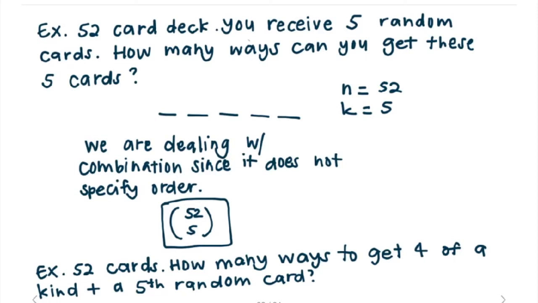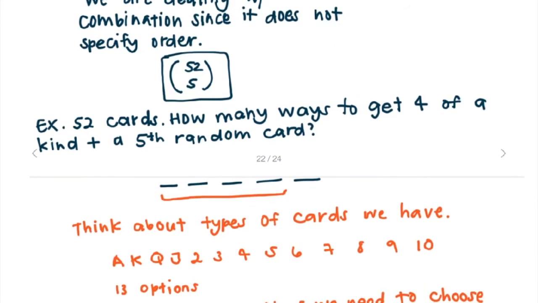Because we're having 5 spots. So we are dealing with a combination since it does not specify order. So that means our answer is just 52 choose 5. For our next example, we have 52 cards.